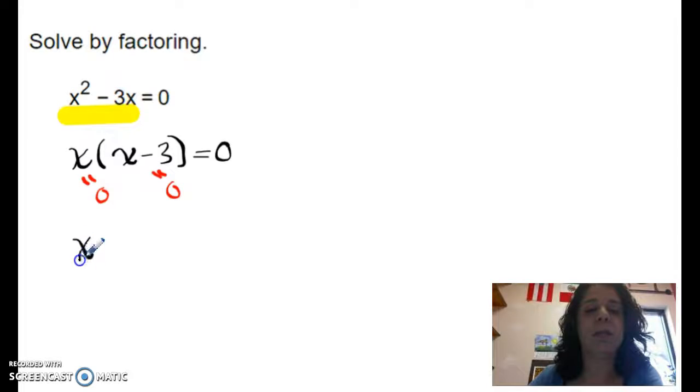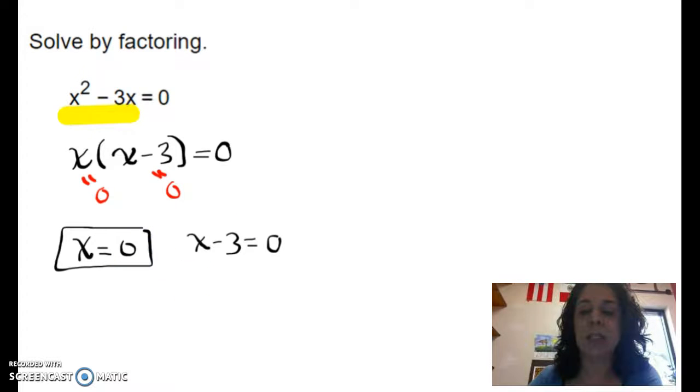So we have x equals 0, or x minus 3 equals 0. And then now that we have two more simple equations, we'll solve each one of those for x. This first equation is already solved for x, so I don't really need to do anything for that. Second equation is not solved for x. I am going to have to actually add 3 to isolate x. That's only legal if I do the same thing to the other side. And so I end up with x equals a positive 3. And so those are our two solutions.